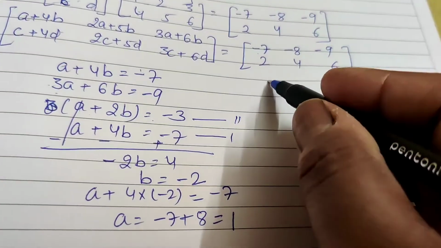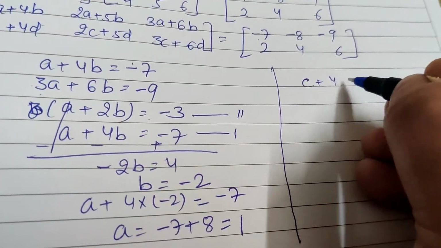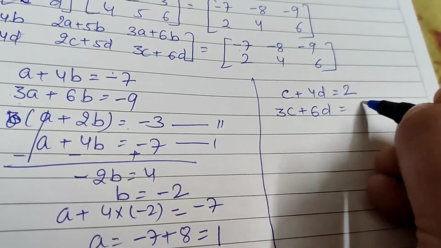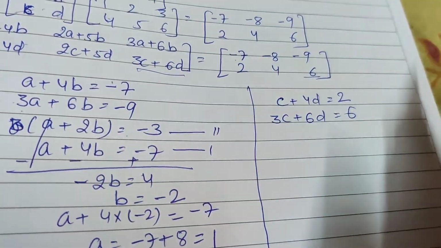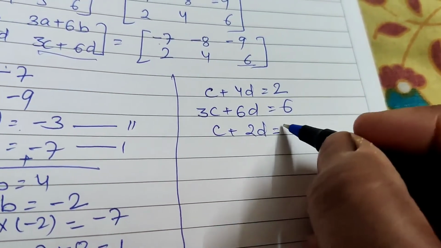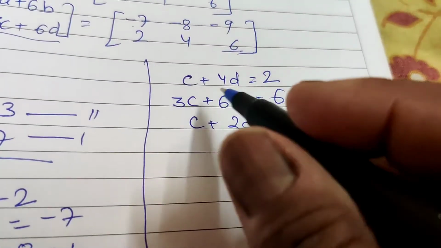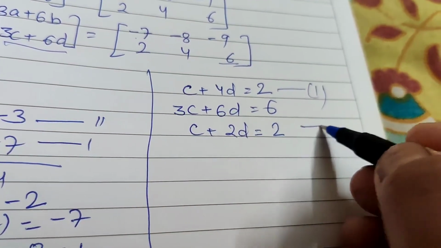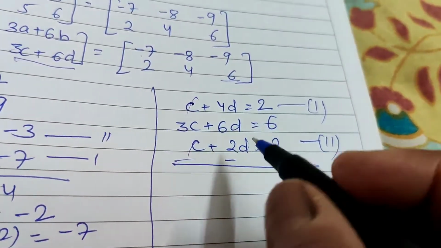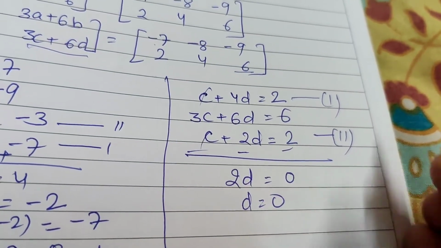The same for C and D. C plus 4D equals 2 and 3C plus 6D equals 6. Now take 3 common: C plus 2D equals 2. Subtract this equation 2 from 1. So C cancels, 2D equals 0. Then D equals 0.